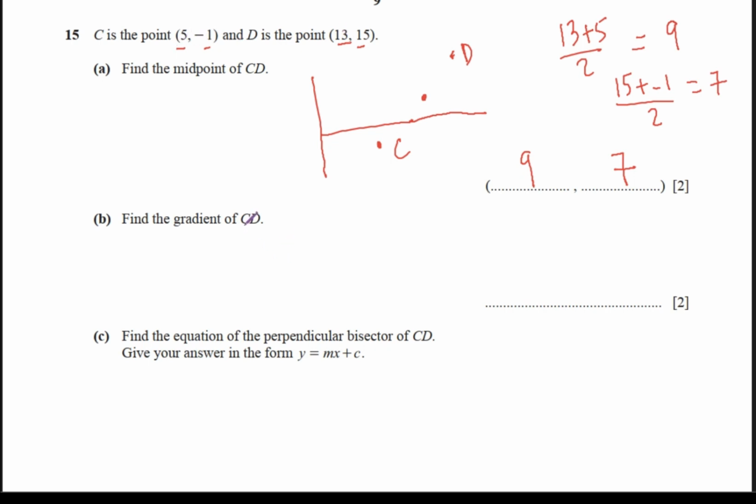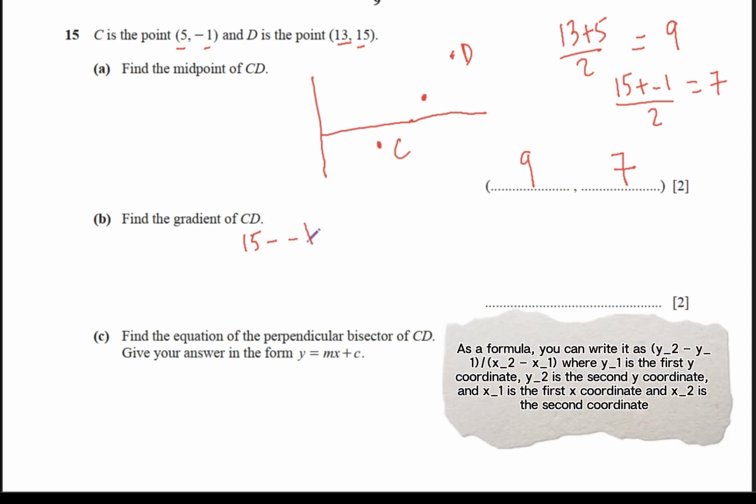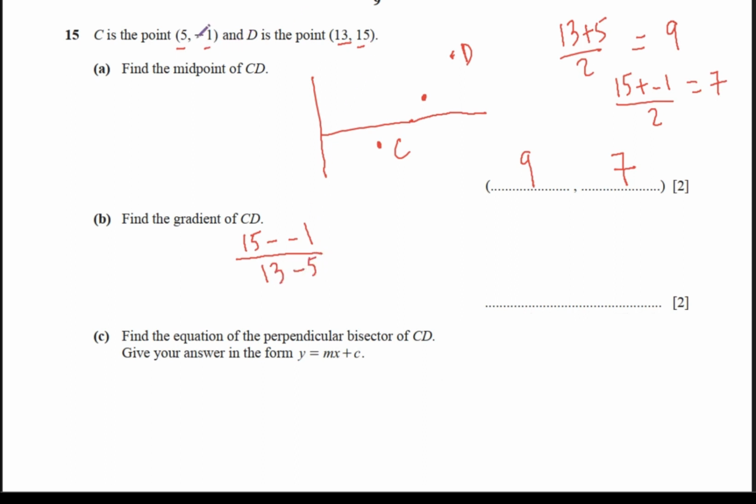So we already have the things given to us. So we have 15 minus -1 divided by 13 minus 5. That's 15 minus -1, 13 and 5. And then you end up getting 16 divided by 8, which is equal to +2. That's the gradient of our line. Our gradient of the line is 2.